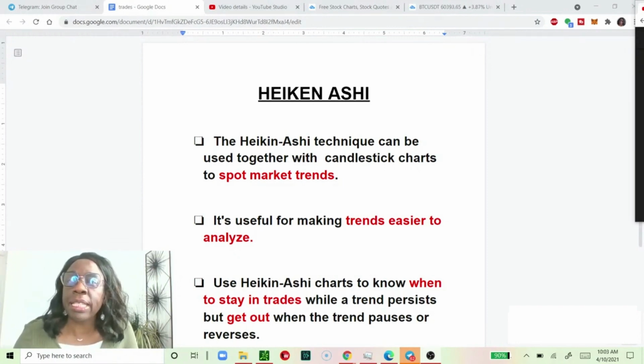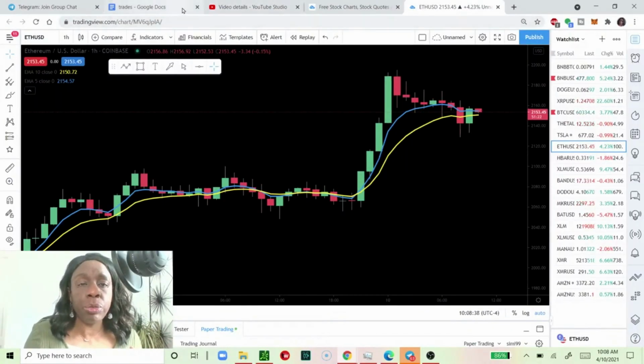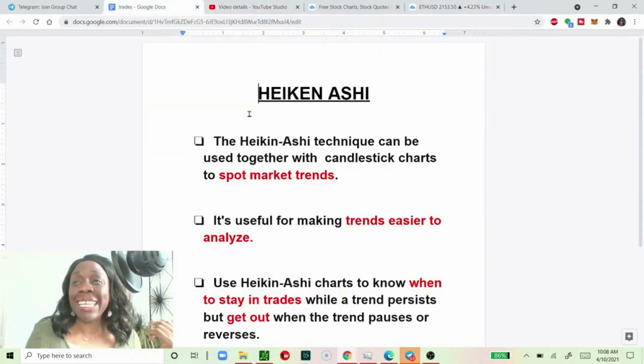And so the HEIKEN ASHI candle is just one of those. I'll take your questions afterwards. And so I'll move back to HEIKEN ASHI. And what are they? They are candlesticks. So I'll just read straight off my document here. It says that HEIKEN ASHI technique can be used together with your other candlestick charts to spot market trends. So you use them to spot market trends.